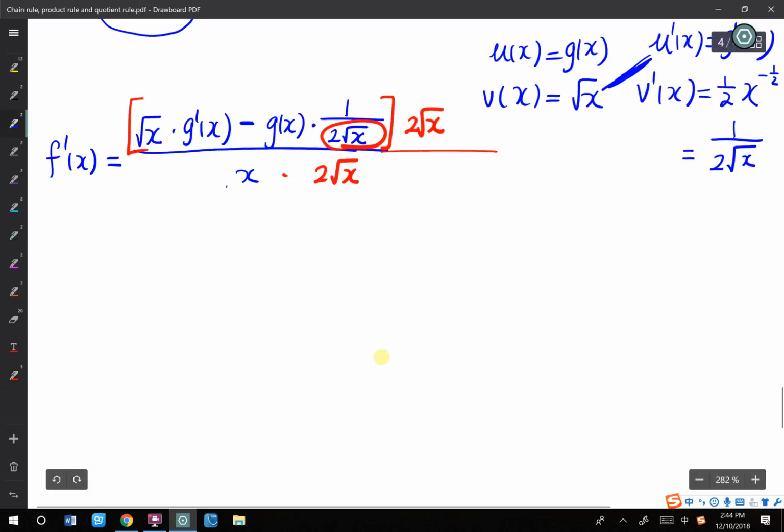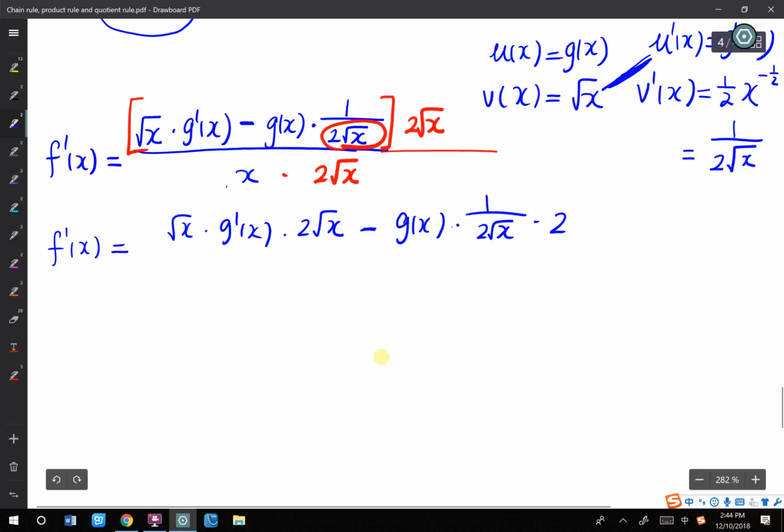And then you need to expand it. Well, you need to learn how to simplify. And then I need to expand it. That's the square bracket times 2 root x. So it's root x times g dash x times 2 root x minus gx. And then the 1 over 2 root x and 2 root x get cancelled. So it's that 1 over 2 root x and then times the 2 root x. So 2 root x will be multiplied by both terms. And same as the denominator.